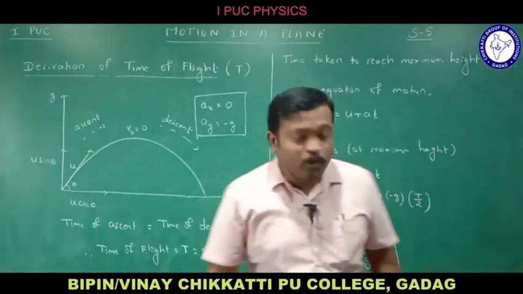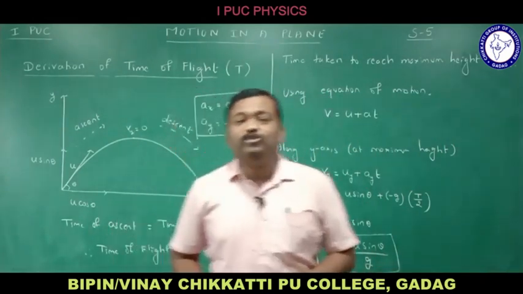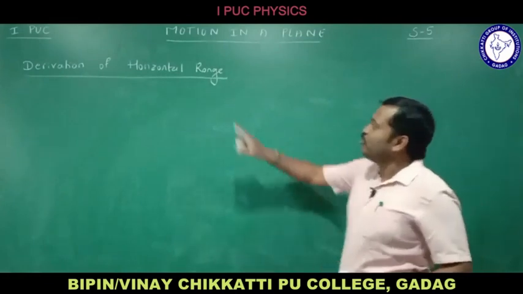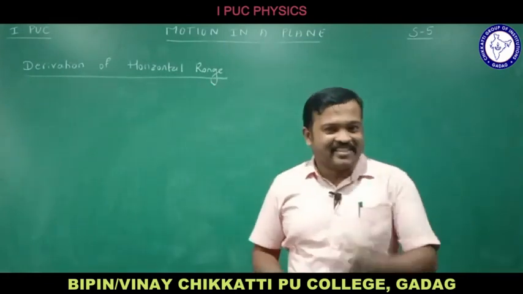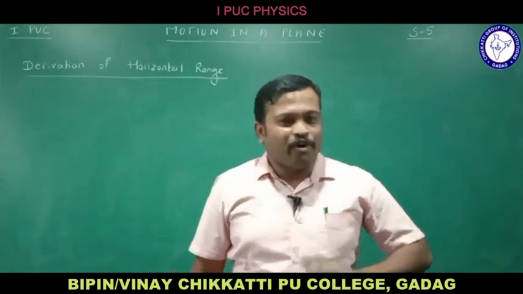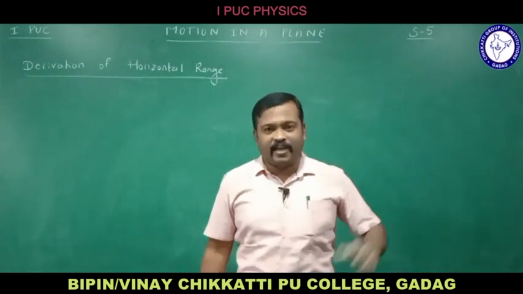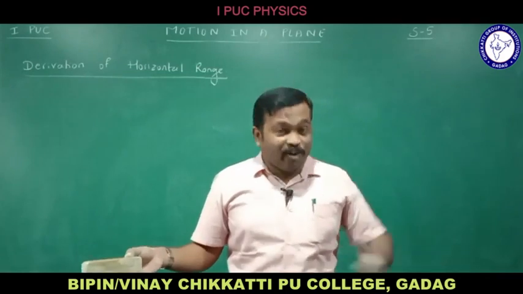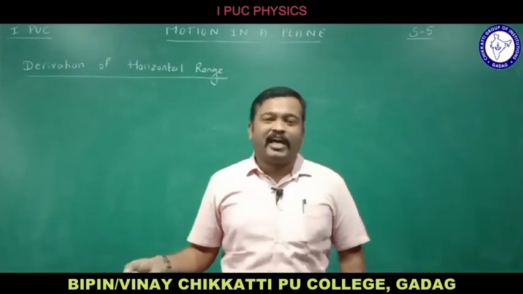T is equal to 2u sin theta upon g. Now let us derive the expression for horizontal range of the projectile. This is the third parameter, right? Horizontal range of the projectile. So what is horizontal range? It is the horizontal distance covered by the projectile during its motion.